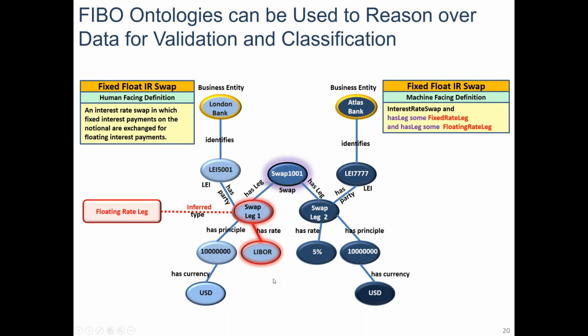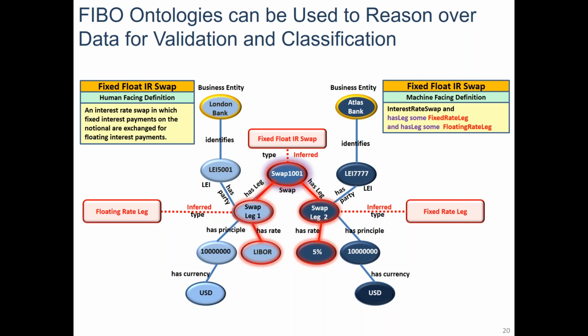So we can then use a reasoner, again, a semantic capability that does reasoning over data, and it'll look at the objects and their relationships to other objects and draw an inference and classify this object. So swap leg 1, which is tied to LIBOR, can be inferred to be a floating rate leg, and swap leg 2, which is tied to a fixed rate value, is inferred to be a fixed rate leg. Therefore, following the definition of a fixed float IR swap, we could infer this to be exactly that, because one leg is fixed, one leg is floating.